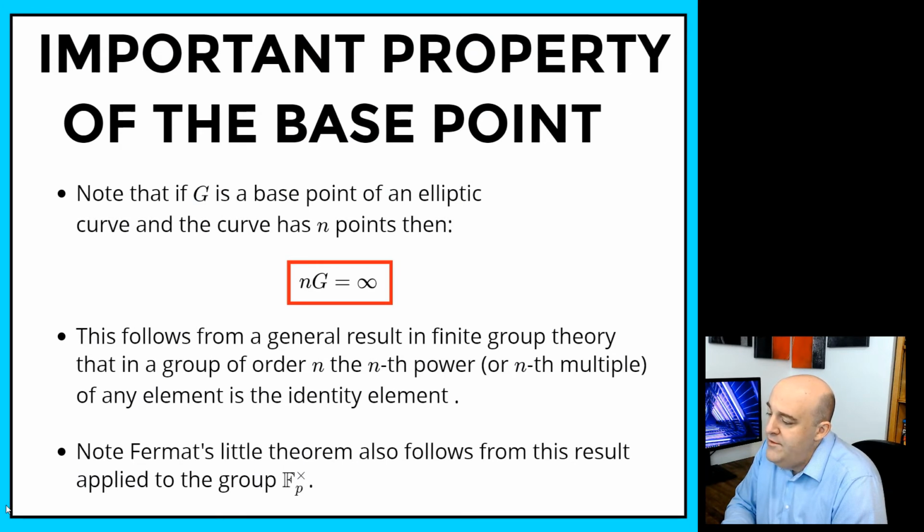An important little property that the base point has is that if you take the base point and you do its nth multiple, where n is the number of points in the group, then you get the identity value, which is written as infinity here, the infinity point of the elliptic curve, which is just the zero of the curve. And this just follows from a general result in finite group theory, that if you take any finite group of order n, the nth power or nth multiple of any element is the identity. And this theorem also implies Fermat's little theorem when you apply it to the group Fp cross, but let's not get into that.